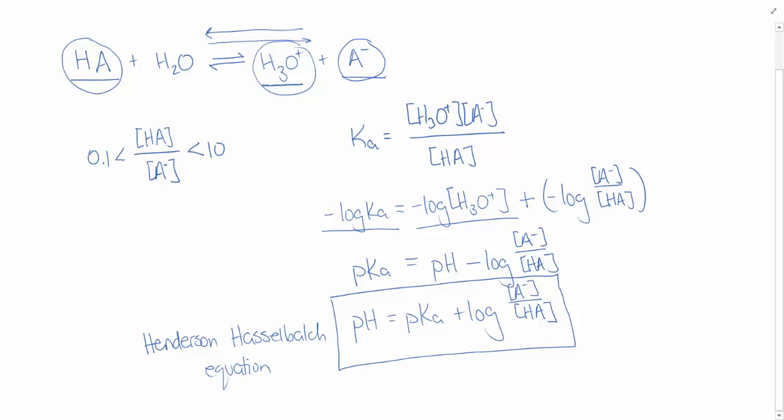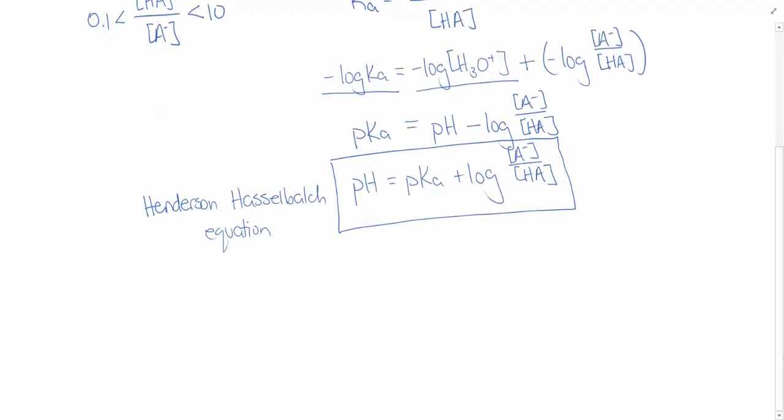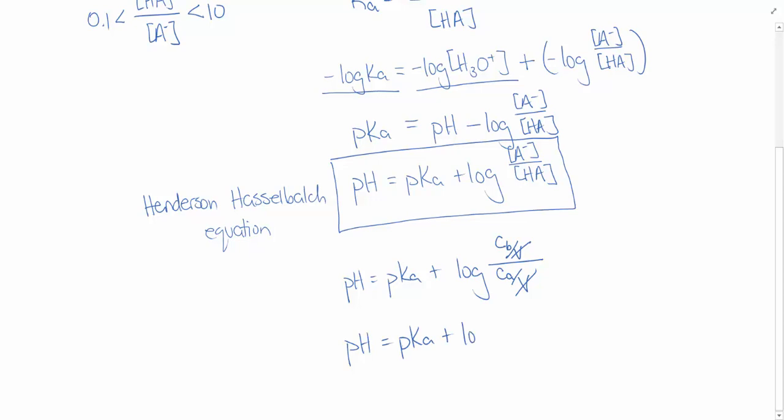Now, because in a buffer, both the conjugate acid and the conjugate base are in the same solution, they're always going to have the same volume. So there's another form of this formula, which is that we can say the pH is equal to the pKa plus the log of the conjugate base per volume, so that's moles per volume, divided by the moles of conjugate acid per volume. So we can cancel out these volumes and just say that the pH is equal to the pKa plus the log of the moles of conjugate base Cb over the moles of conjugate acid Ca.